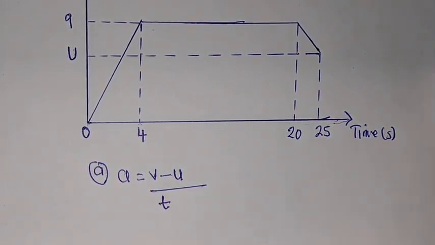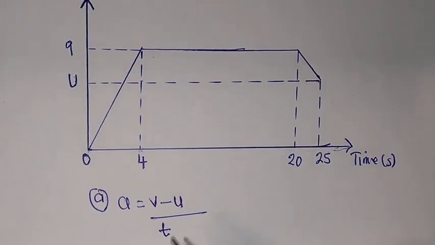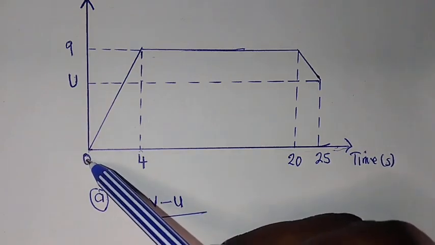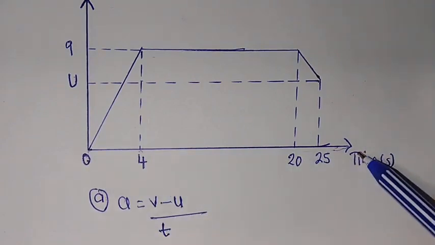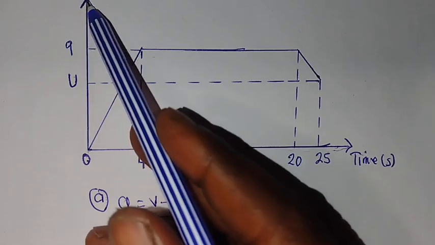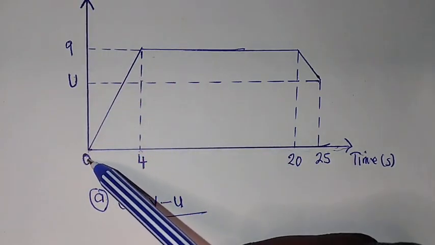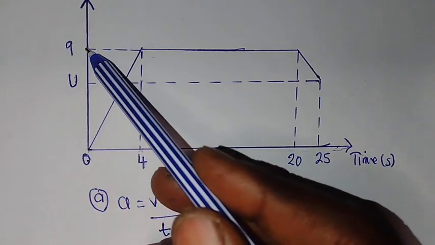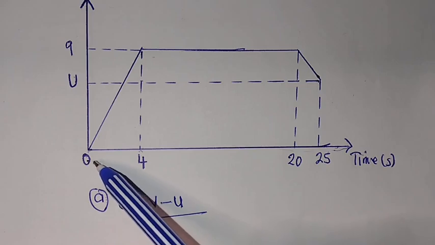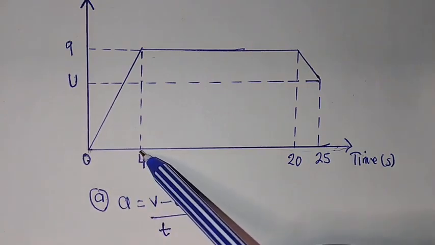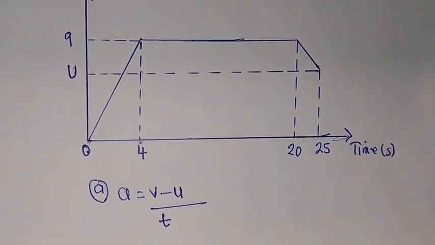Okay, so when you look at the sketch of the motion, you have got the origin, which is 0. When going to time, we start from here. Going to meters per second, you start from here. So the initial velocity here is 0. Then the final velocity is 9. Then the initial time was 0. The final time is 4 in the first 4 seconds. Okay, so we are going to substitute.